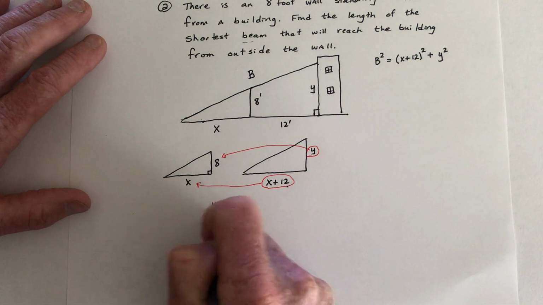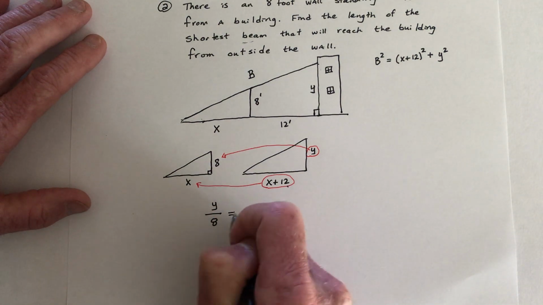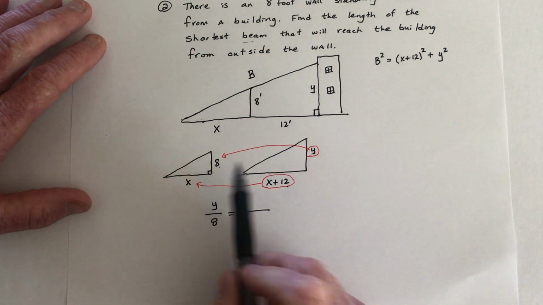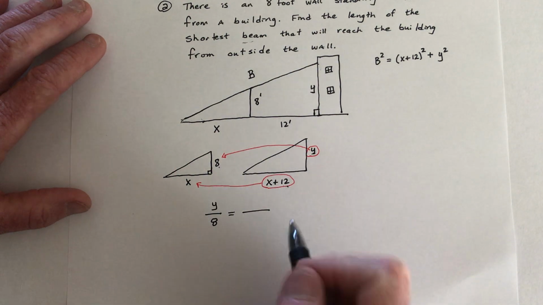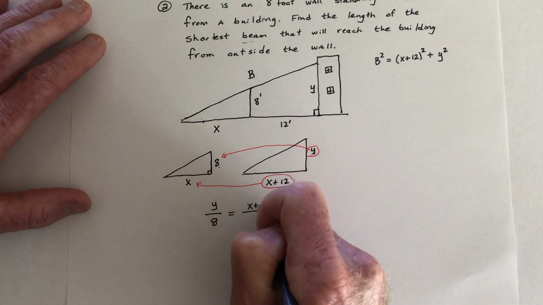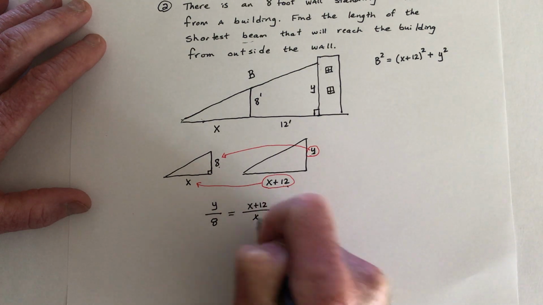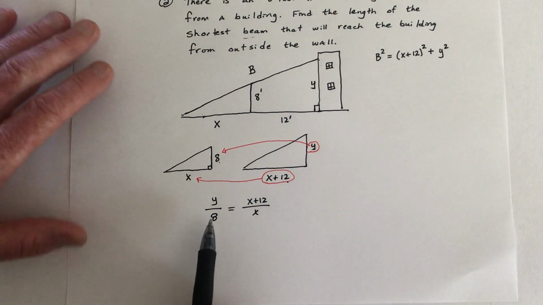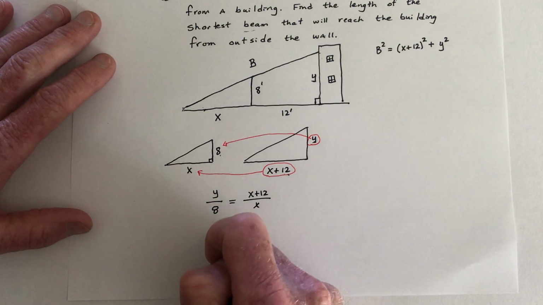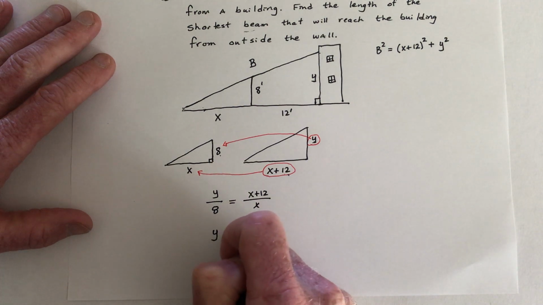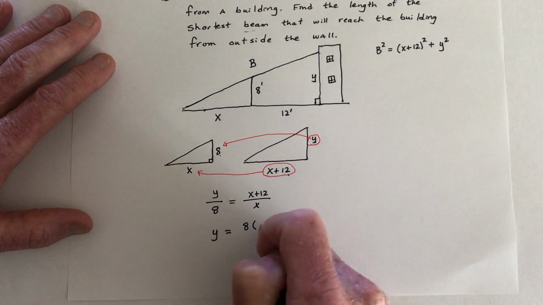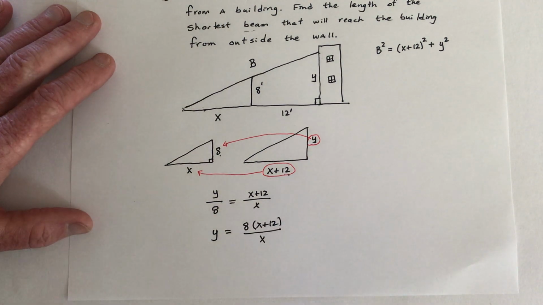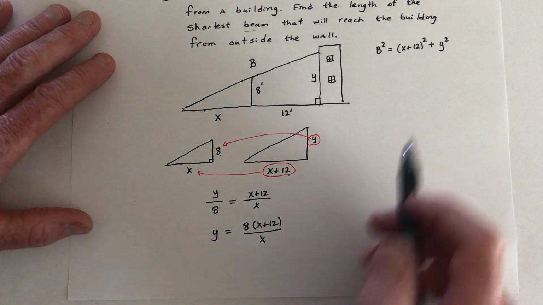So y divided by 8 equals, and I have to be consistent, this divided by this equals this divided by this, so x plus 12 divided by x. And the whole goal here was to solve for y, so now just multiply both sides by 8. Okay, so that is what I substitute for y over here.